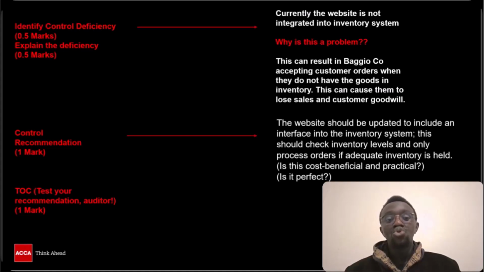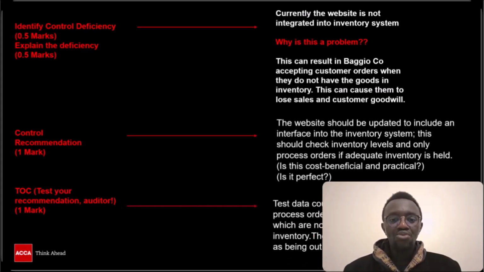I need you to know that the test of control is done by the auditor, not by the management. So let's try and understand, what does this mean? It means, can you verify if this control is working effectively? How do we do this? I could put in test data, a fake or dummy order, just to see how the system processes the order. All right.